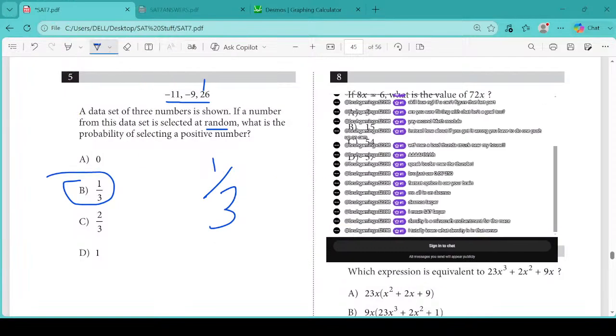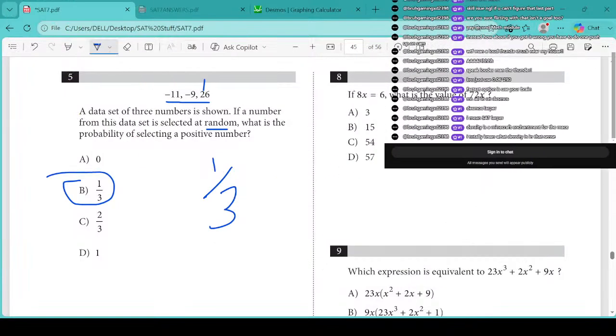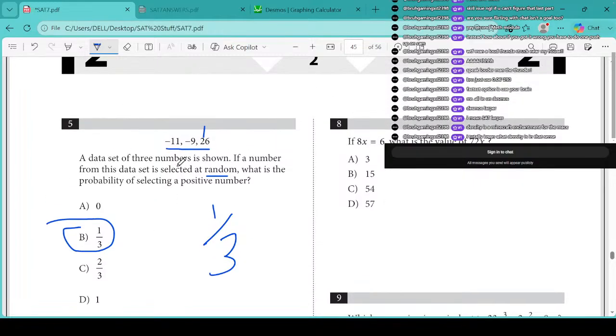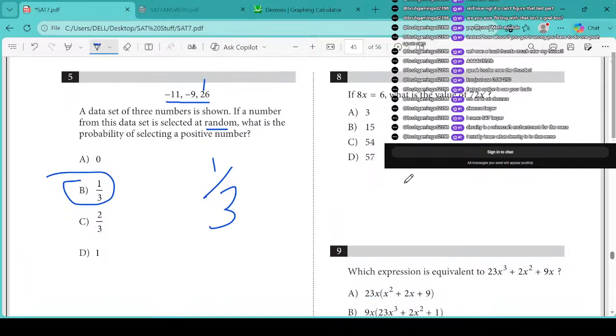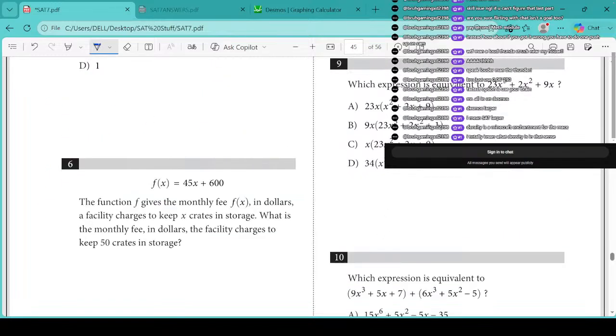Is chat blocking? Of course chat is blocking, I forgot, sorry. As you can see here, you have a data set of 3 numbers, -11, -9, and 27, and you want the probability of selecting a positive number. There's 1 positive number out of 3. So the answer is B. Super simple. You got any questions, chat? Let's move on.